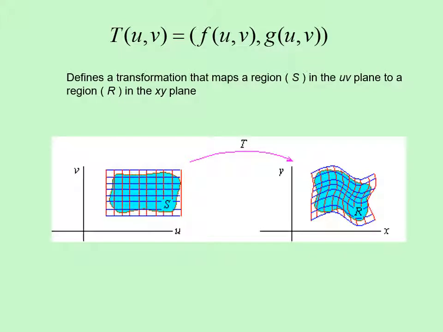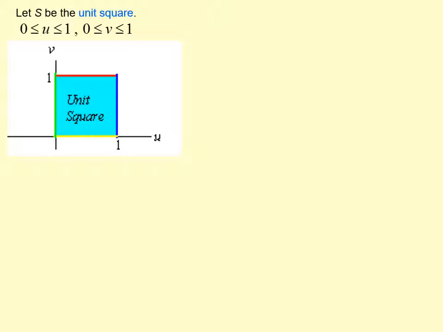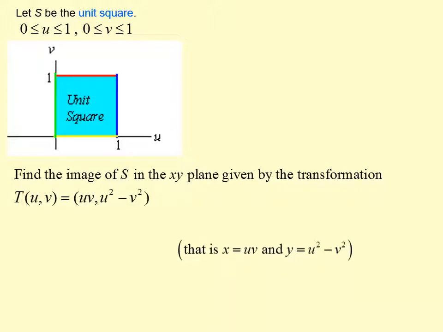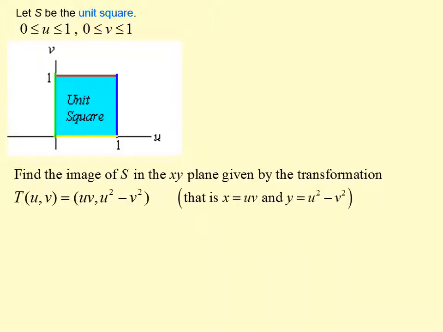Now, in general, we can have any transformation that maps or changes a region from one plane to another plane. For example, we're going to take this square that's in the UV plane, and we're going to convert that using a transformation. So our transformation is we're going to let x be u times v and y be u squared minus v squared.